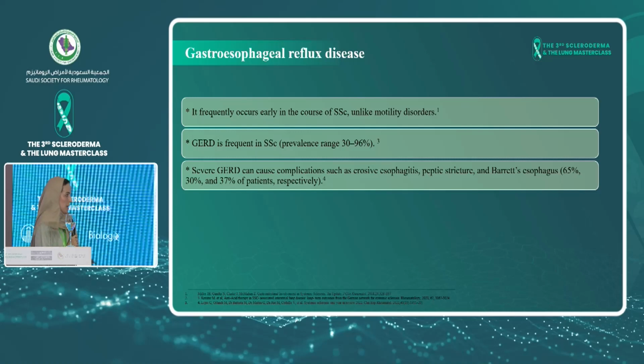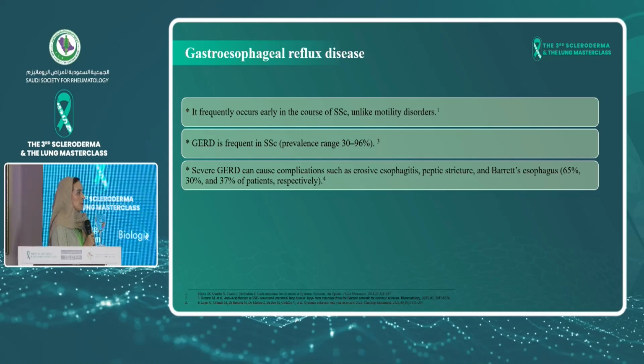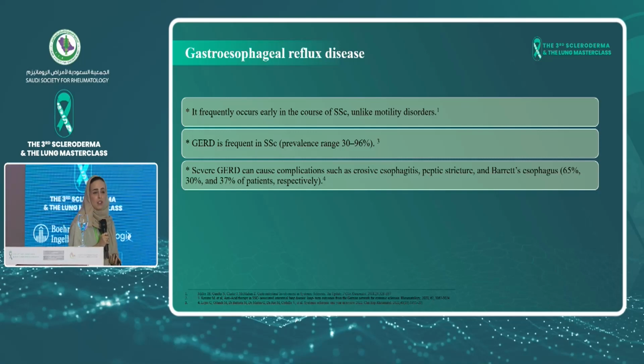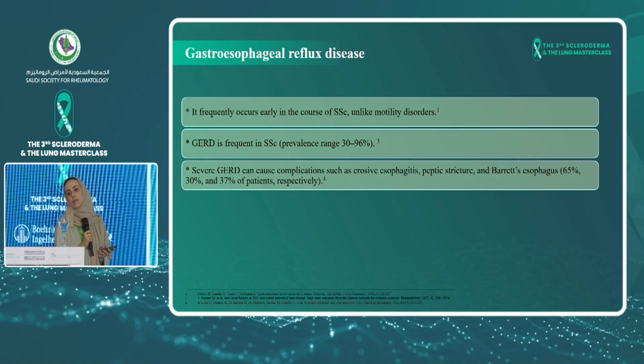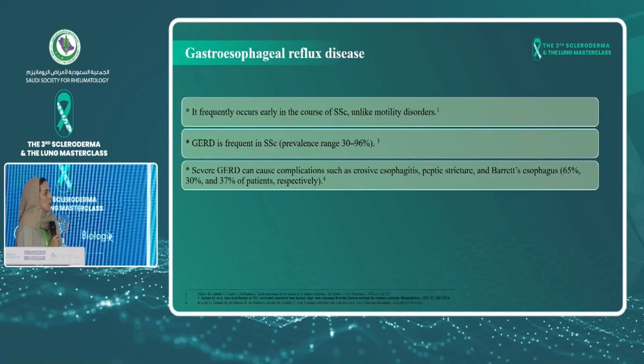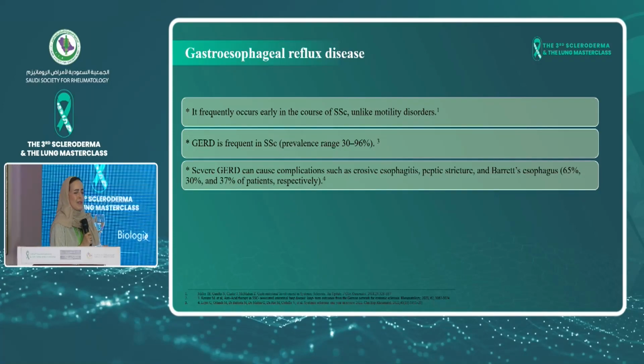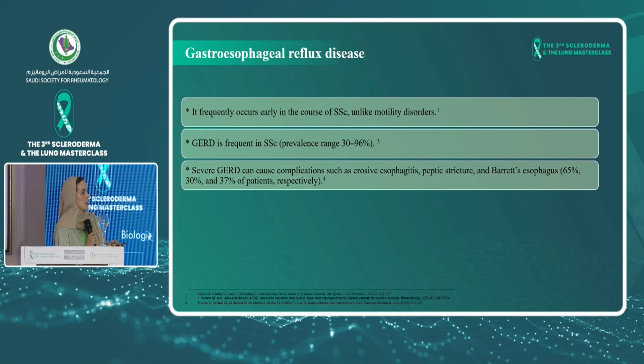Severe GERD can cause complications such as erosive esophagitis, peptic stricture, and Barrett's esophagus. This is commonly known even in the general population. What's interesting here is their risk is way higher than the general population. So erosive esophagitis is around 35% in the general population, but in scleroderma, you can see it's 65%.